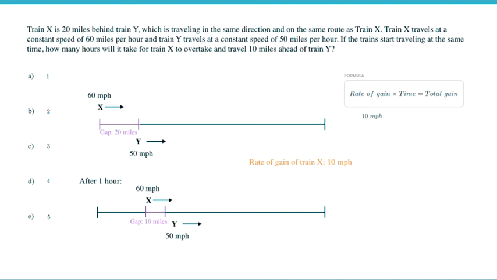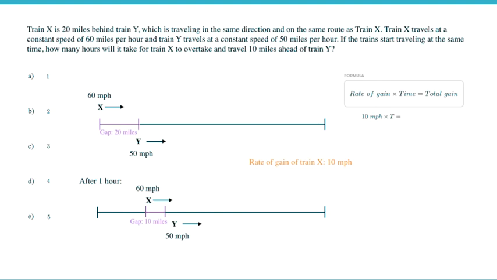So we know the rate of gain is 10 miles per hour. We don't know what the time is. That's what we're trying to solve for. So we'll multiply by t, where t represents time. Now, what about total gain? Total gain represents the number of additional miles that X travels on top of what Y travels.